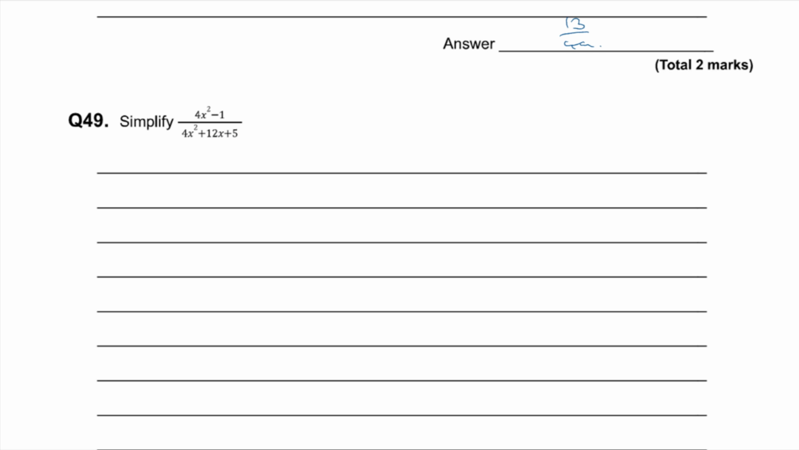Question 49, simplify (4x squared minus 1) over (4x squared plus 12x plus 5). Now with these ones, you tend to look to factorise top and bottom and then see if you can cancel any of the factors out and simplify it that way. On the top, I've got 4x squared minus 1. Now that is a difference of two squares again, haven't I? I've got a square and a square. 1 is a square, 1 squared is 1, and I'm subtracting them from each other. Okay, so the top half is a difference of two squares.